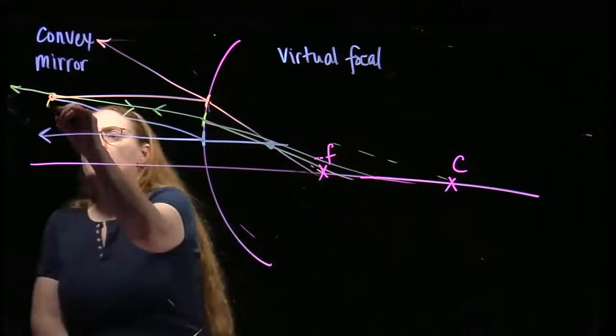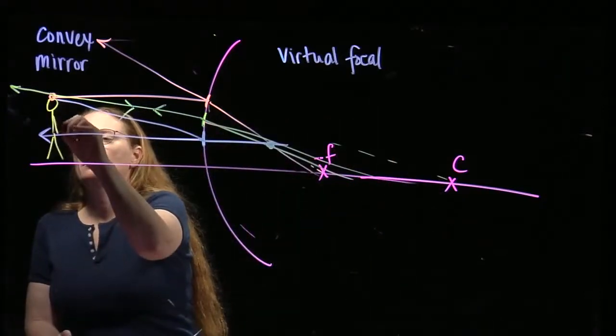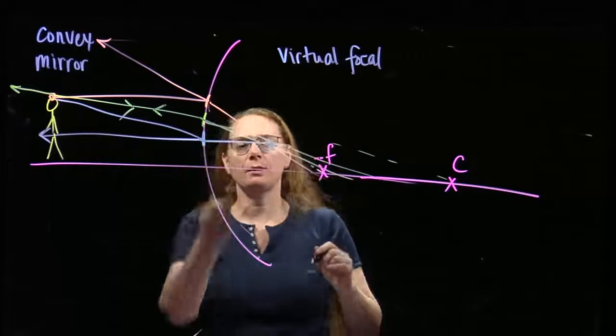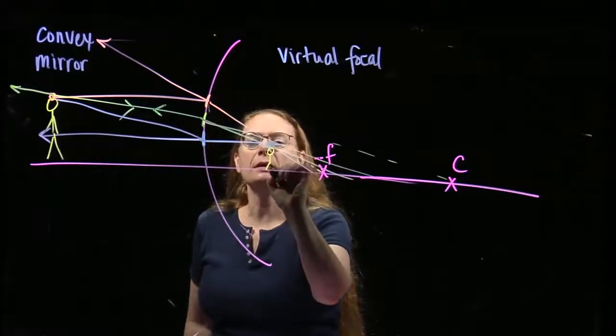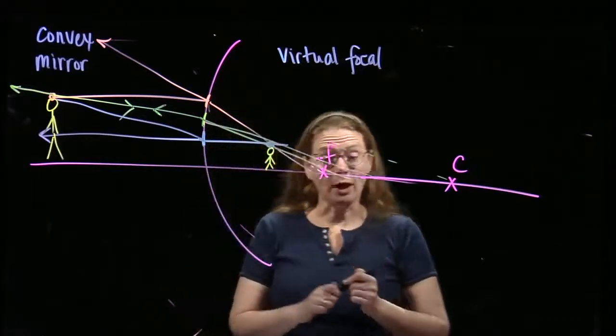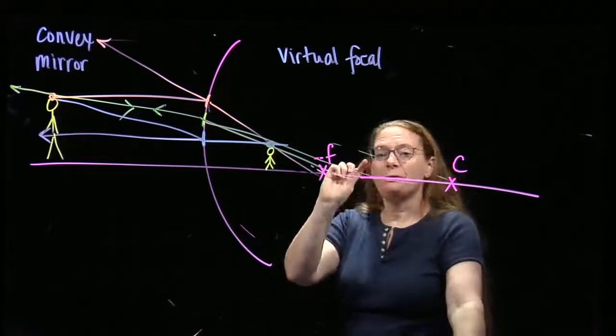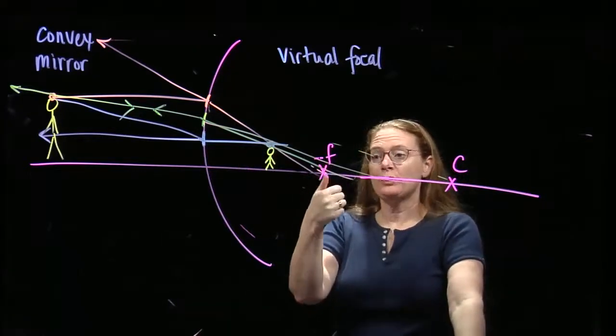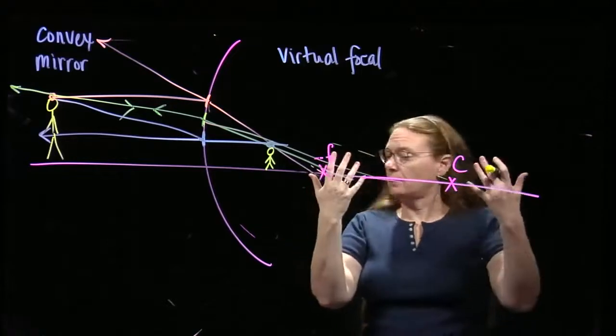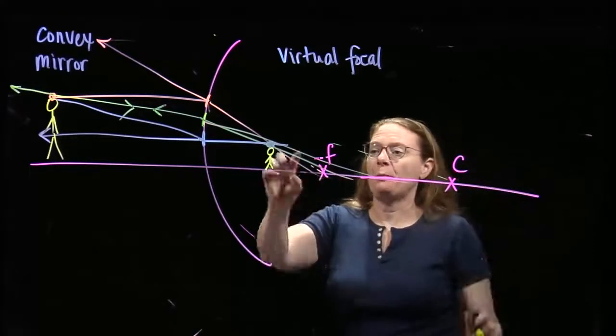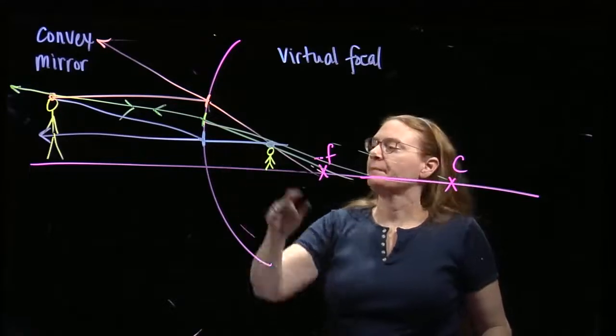So if this was a person standing in front of a curved mirror like this, what we would see is a very tiny person, but upright and much smaller. So if you flip your spoon around, you should see an image of yourself that is upright, not inverted, not upside down, but upright and tiny.